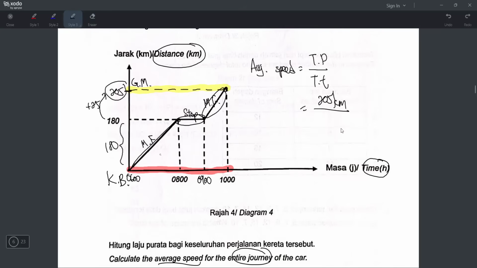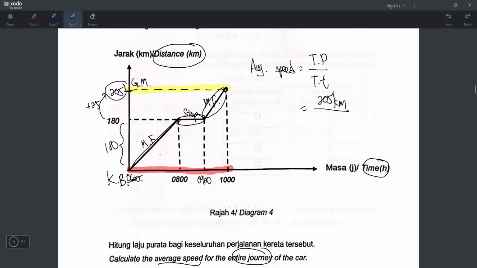Okay, divide with the total time in hours. Hey, you don't tell me you put in the 1000. No, no, no. If you put in 1000, it becomes 1000 hours already. Kota Baru to Gua Musang 1000 hours is not logical. So actually what you have to do is not 1000 hours. This is the actual time in the 24-hour system. So you have to take this 10 a.m. minus the 6 a.m. because you want to know from here to here how long has passed, right?